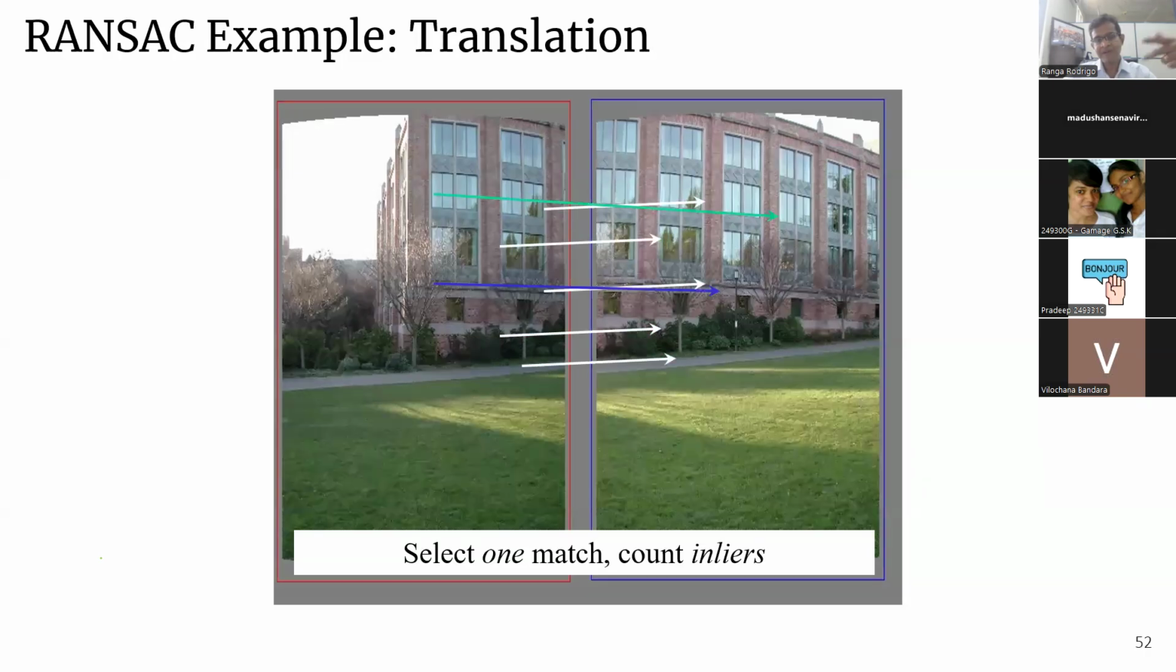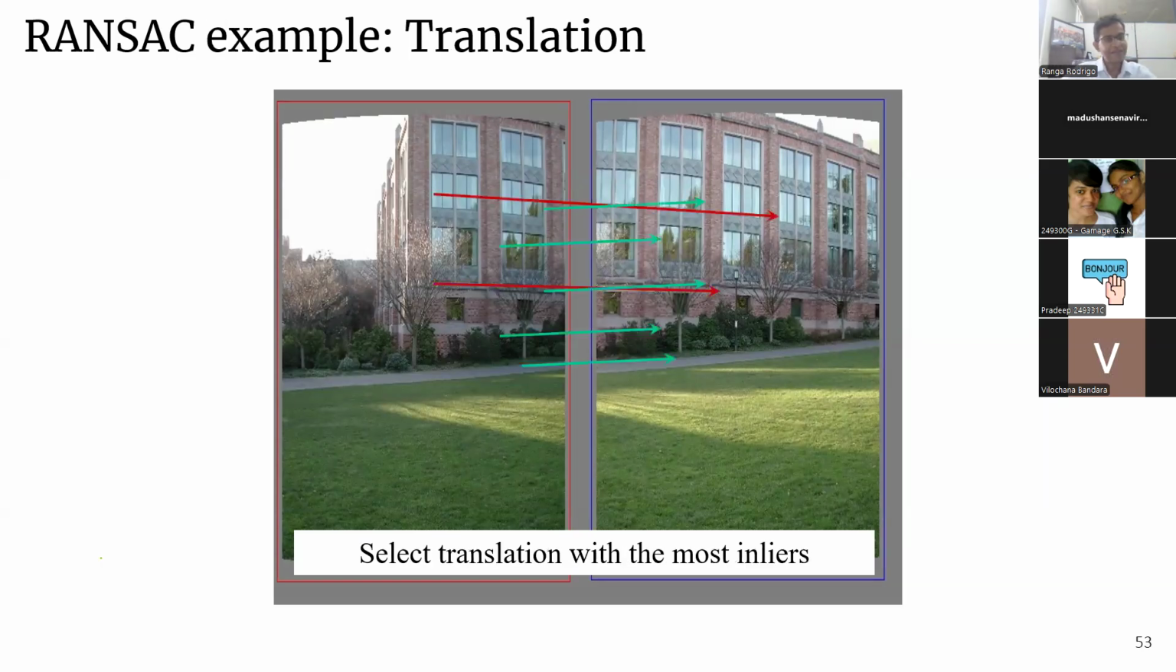So again, pick this one, find the consensus. There's only one consensus, and all these red ones are outliers. So that's an incorrect sampling. So the correct one is this one. So you take all of them and average.